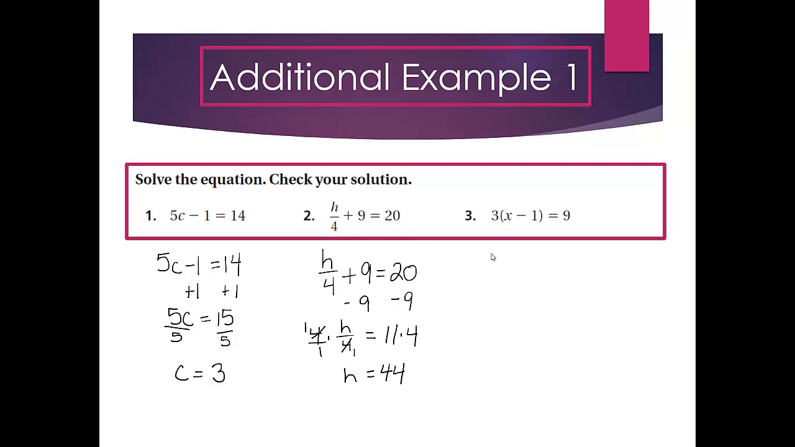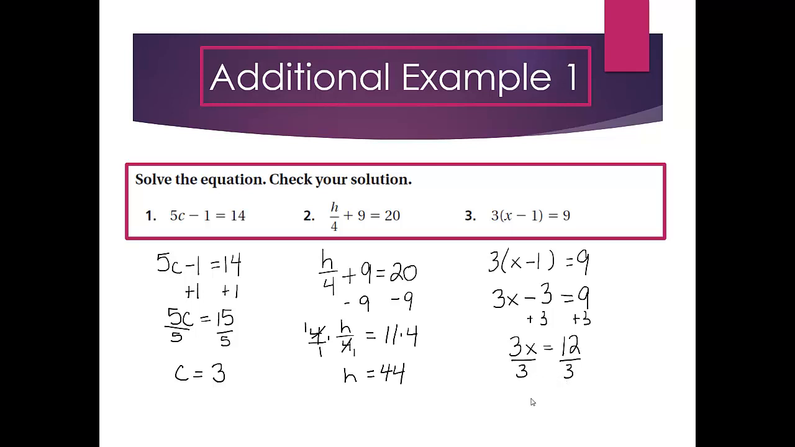And for number 3, we have 3 times the quantity x minus 1 equals 9. And the first thing we want to do is use the distributive property to simplify our equation. So we'll do 3 times x, and we'll also do 3 times 1. So 3 times x is 3x, and then we have minus 3 times 1, which is 3, and that will be equal to 9. Now we need to undo the subtraction, so we're going to add 3 to both sides, and we have 3x equals 12. And now we need to undo the multiplication, and we do that by dividing each side by 3.